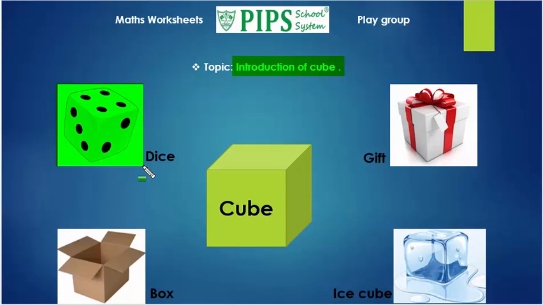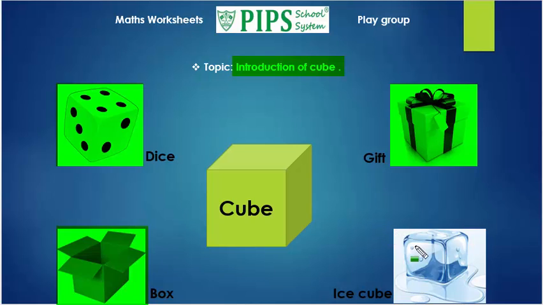What is the actual shape of dice? I can see this dice has a face of cube and all its faces are actually the same size. The next one is box. The third one is gift and the last one is ice cube.